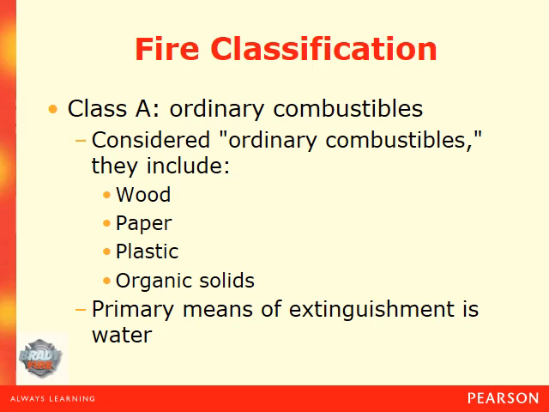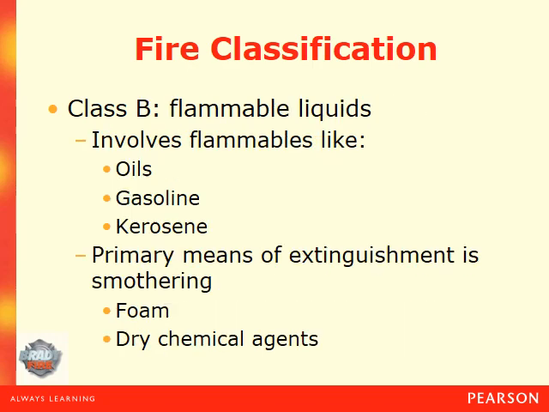Not a good place to be. So let's look at our different classifications of fire. Fire is broken down into different classes, and that basically depends on the fuel. Class A is what we call our ordinary combustibles, such as wood, paper, and plastics. We put those out primarily with water.